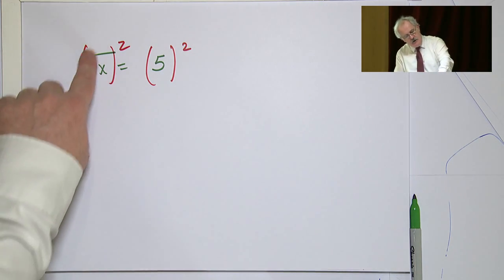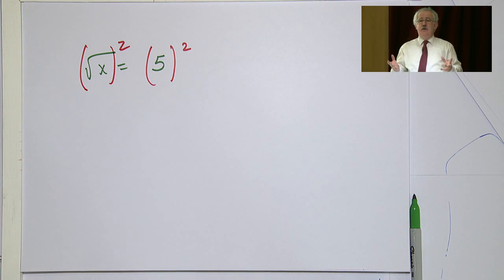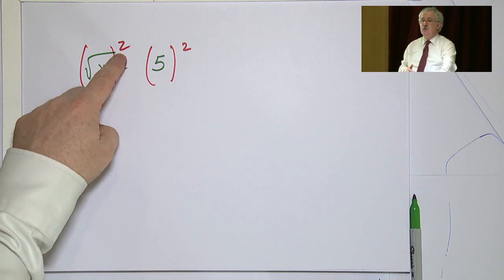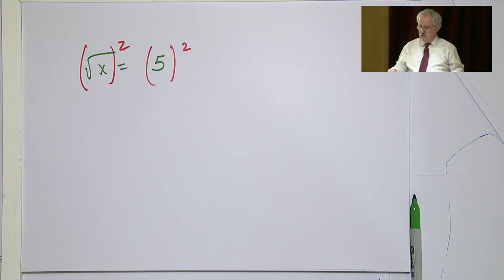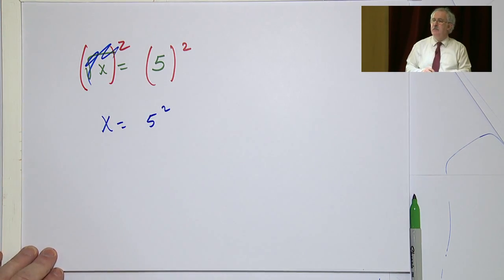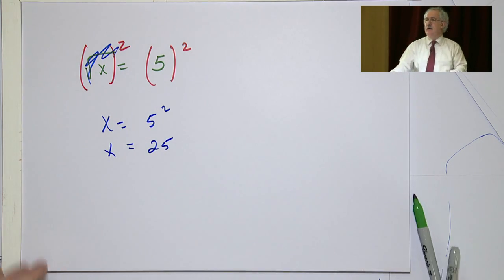And if I square a square root, what happens? The only reason you do it is to get rid of it, isn't it? The only reason you took the minus 2 from the plus 2 was to get rid of it. The only reason you did the square of a square root is to get rid of it. So this disappears, and you're left with x is equal to 5 squared. And what's 5 squared? 25. Is that okay?